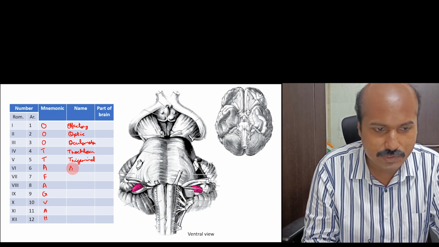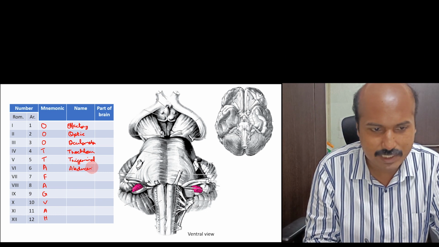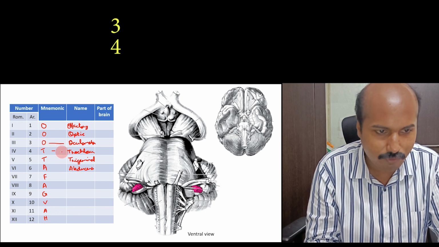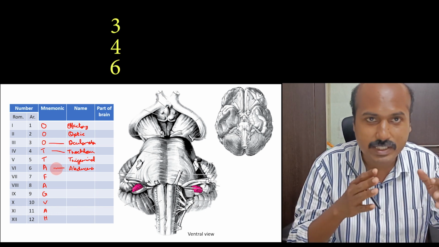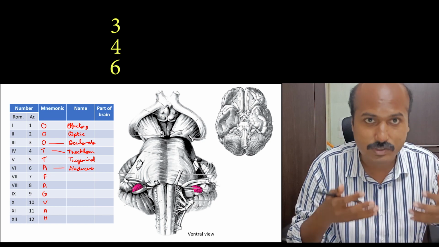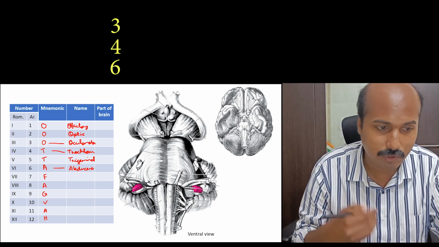The next is abducens. At this point itself, let me just mention that we usually learn 3, 4, and 6 together, because these 3 nerves are concerned with eye movement. So we examine these 3 nerves together, 3, 4, and 6.